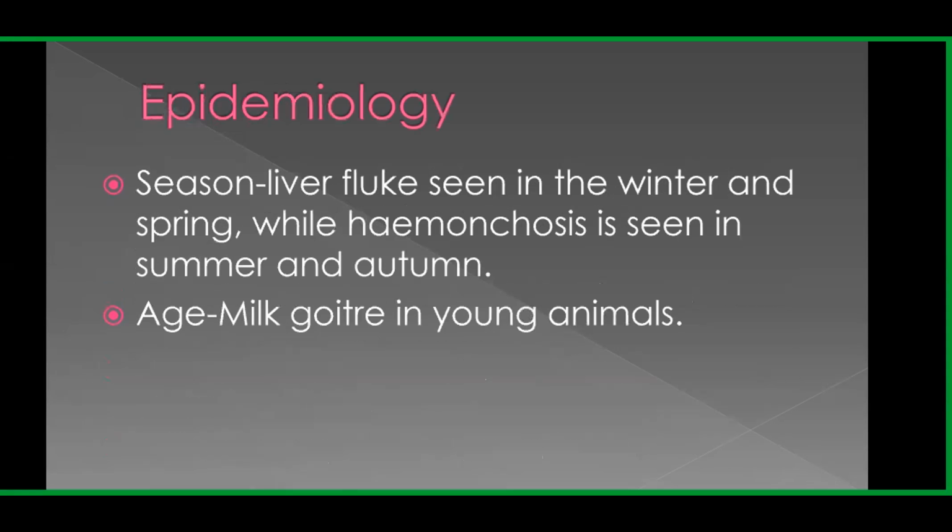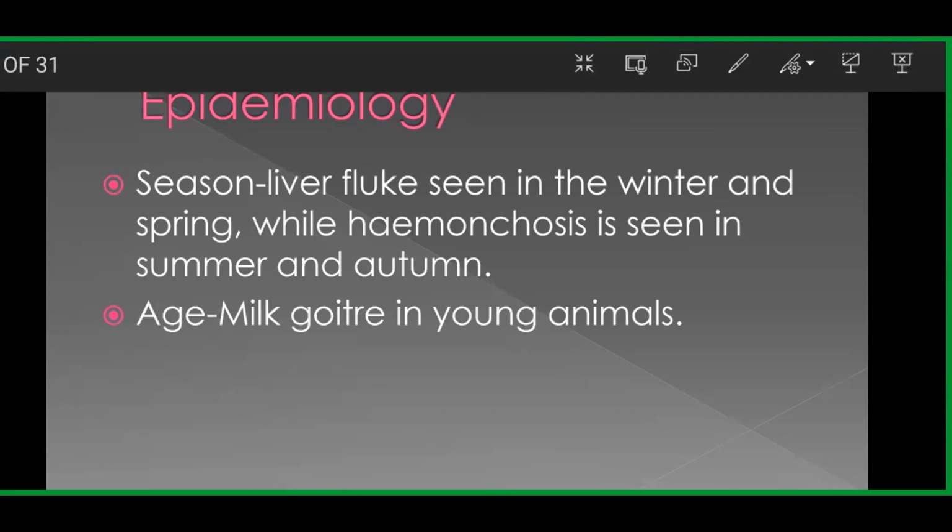Now, epidemiology. Season-wise, while diagnosing, we have to keep in mind whether it is a liver fluke infection, because liver fluke is very common in winters and spring, and Haemonchus is seen in autumn and summer. And again, as I said, age. For milk goiter, we have to see what age is affected, and then we have to come to a conclusion whether it is a bottle jaw condition or not.